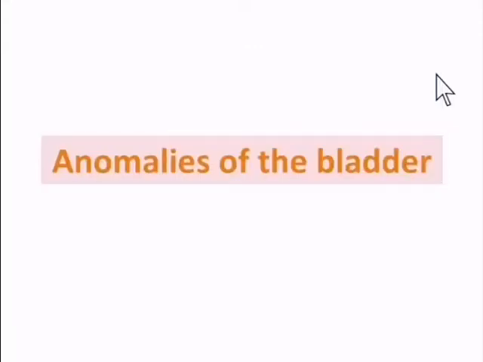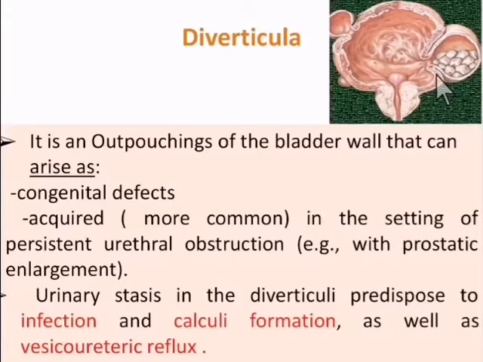نبدي بالanomalies of the urinary bladder. Number 1, diverticuli. It is an outpouchings of the bladder wall. يعني there will be a formation of a sac in direct continuity with the wall of the urinary bladder.